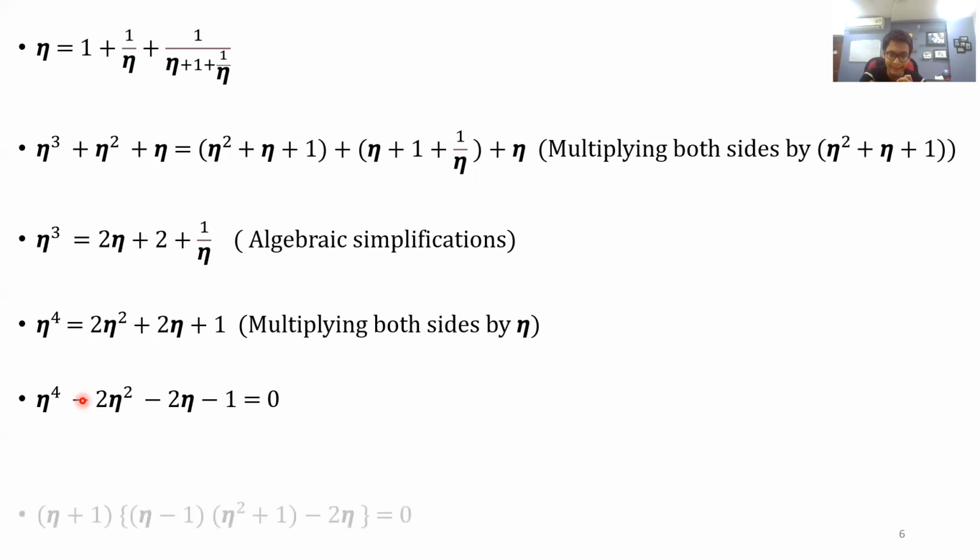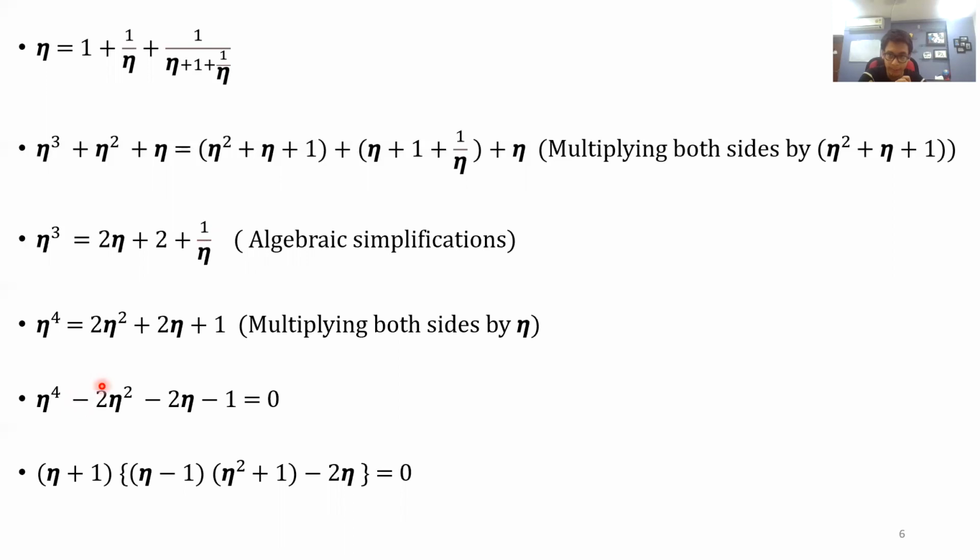How? Well, let's see. Now, n to the 4 minus 1, you can factorize this using the algebraic identity a squared minus b squared equals a plus b times a minus b. So this factorizes into n squared plus 1 times n squared minus 1. Again, n squared minus 1 can be written as n plus 1 times n minus 1. So that part is sorted out. Let's focus on negative 2n squared, negative 2n. The only things common are minus 2n, and what will be left inside is n plus 1.